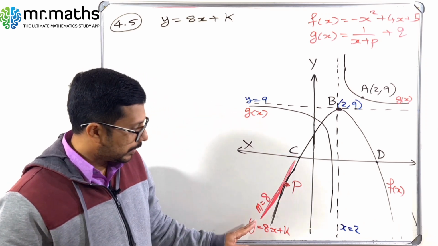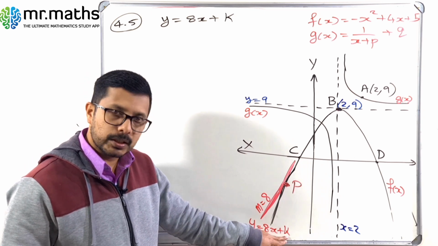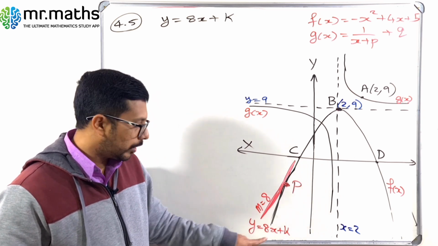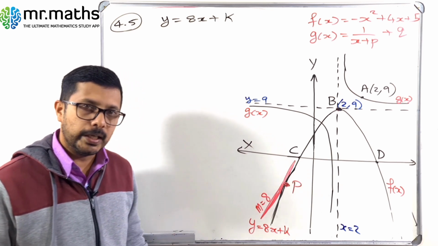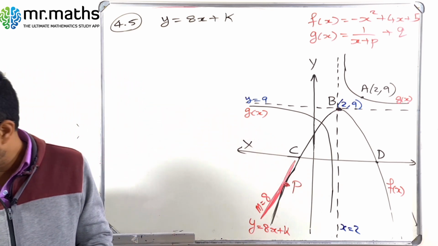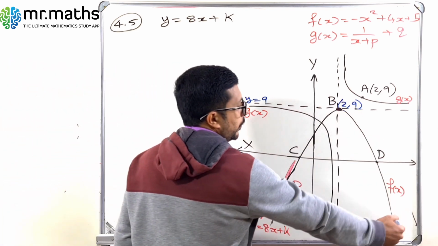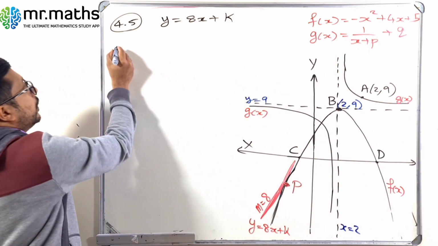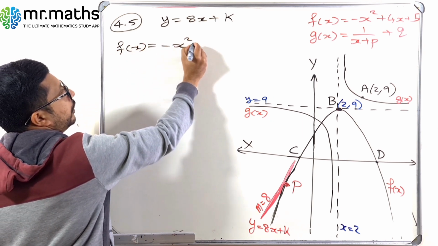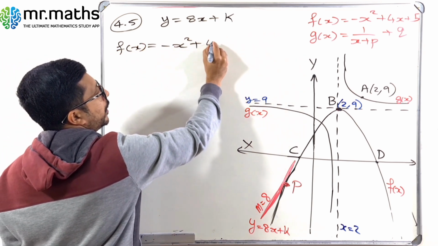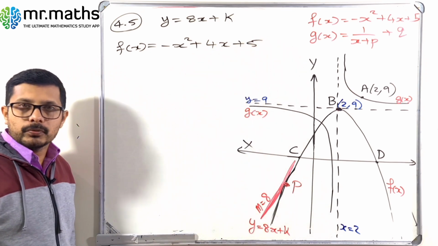So this is the tangent, and this is the equation of that tangent, y equals 8x plus k. So from this equation, I know that the gradient of this tangent, m, is equal to 8. What is the equation of f of x? We know the equation of f of x, this parabola. It is given that f of x is equal to minus x squared plus 4x plus 5.